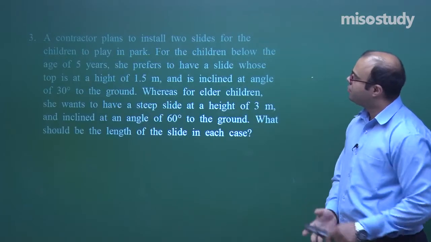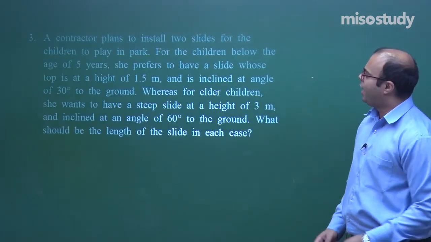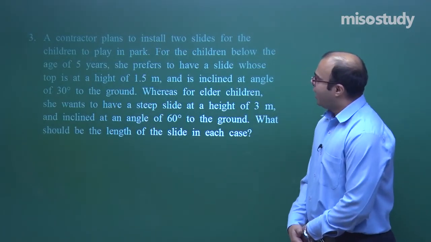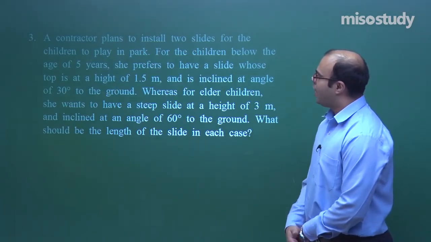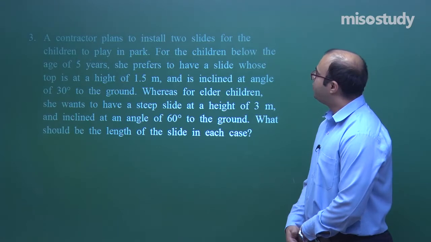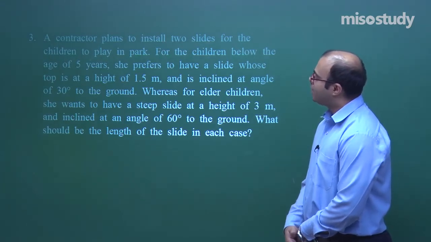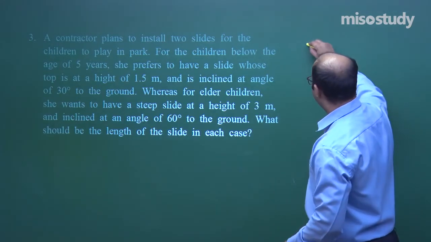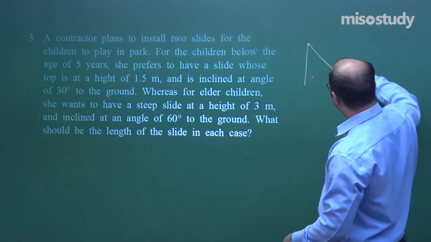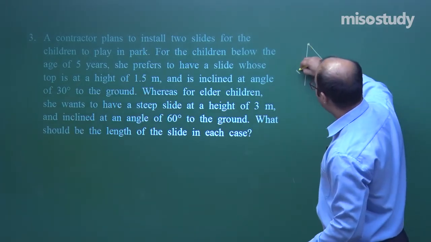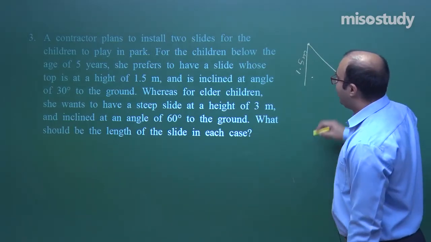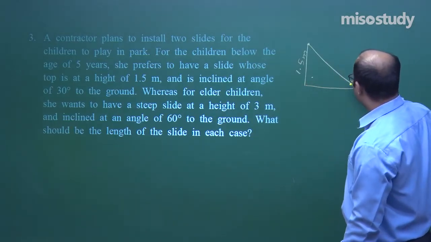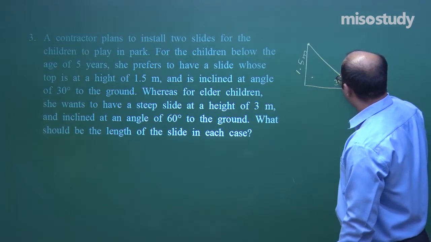Another question is, a contractor plans to install 2 slides for the children to play in park. For the children below the age of 5 years, she prefers to have a slide whose top is at a height of 1.5 meter. So this is the top of the slide and this is the slide. This top is at the height of 1.5 meter and is inclined at an angle of 30 degree to the ground. So this is inclined at 30 degree to the ground.